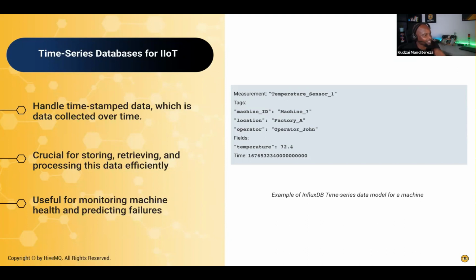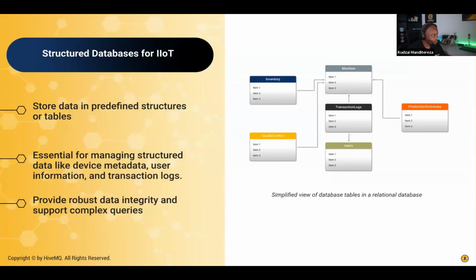Here I've got an example of a data model of a common time series database called InfluxDB, where you can see how a machine is represented: you've got the machine ID, the location, and whoever is the operator of that machine. Then you've got some fields, which could be temperature, and then the timestamp. So a time series database is one way of storing your data, and then there are also structured databases.